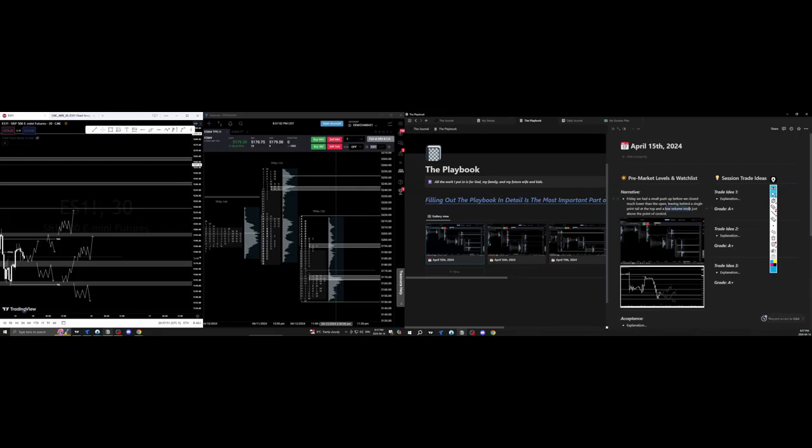A low volume node. This is a low volume node. There's very little volume traded. It's just a low volume node. That's just what it's called.